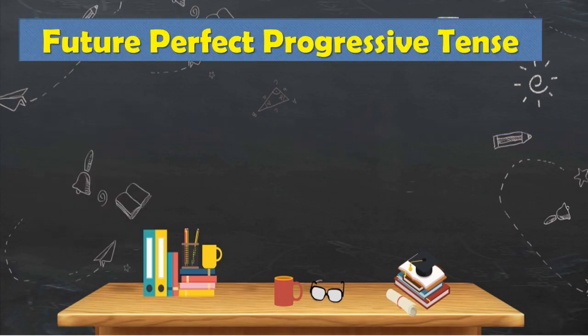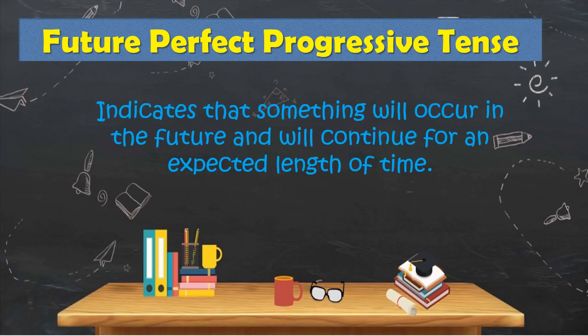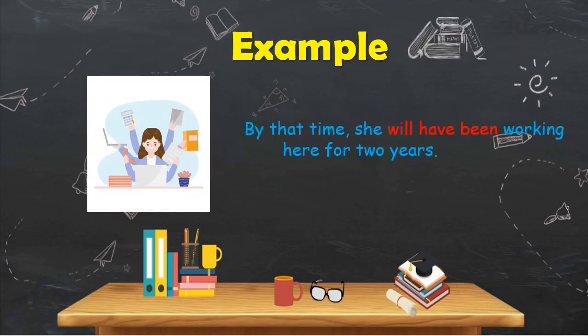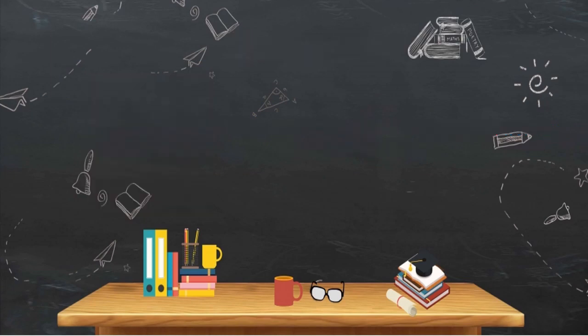And lastly, the future perfect progressive tense. It indicates that something will occur in the future and will continue for an expected length of time. For example, by that time, she will have been working here for 2 years.